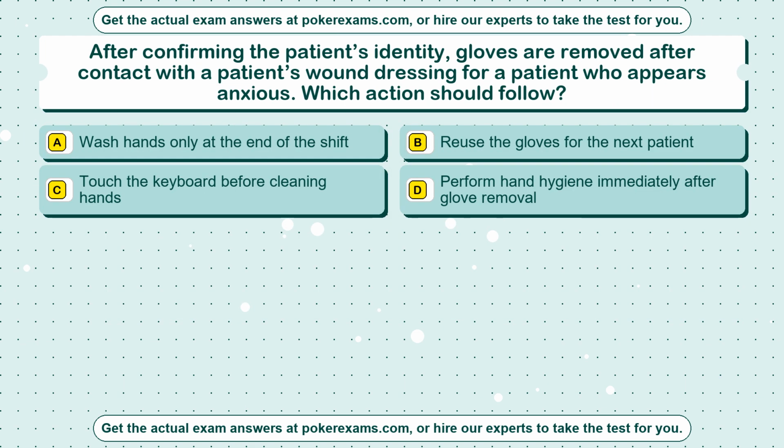Question 6. After confirming the patient's identity, gloves are removed after contact with a patient's wound dressing for a patient who appears anxious. Which action should follow? Option A. Wash hands only at the end of the shift. Option B. Reuse the gloves for the next patient. Option C. Touch the keyboard before cleaning hands. Option D. Perform hand hygiene immediately after glove removal.